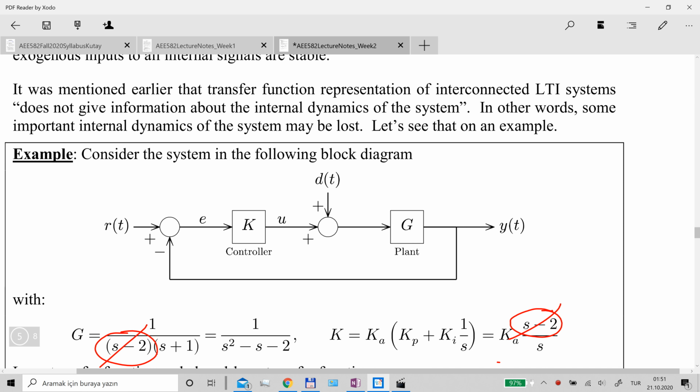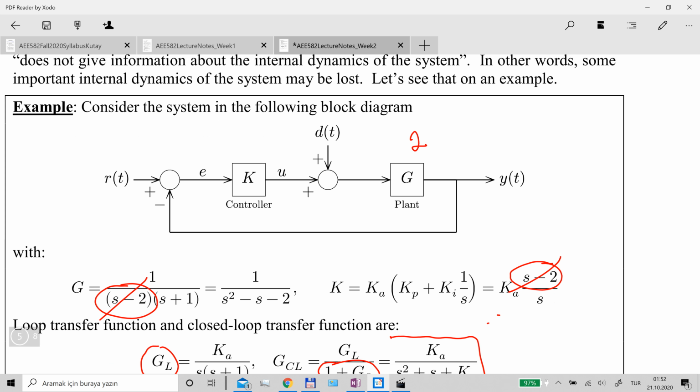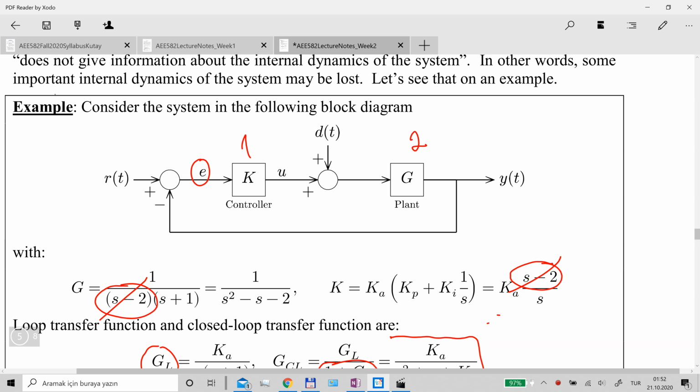So this G is second order, so we will need two state variables for that block, and the controller is first order, so one state variable will be sufficient for the controller. And each block has its own input and output. The controller input is E, which is equal to R minus Y. The plant has input which is equal to U plus D.